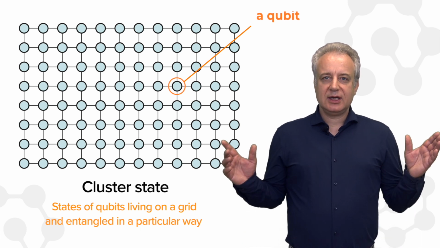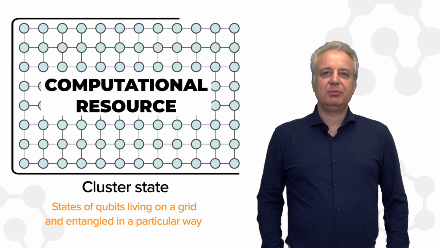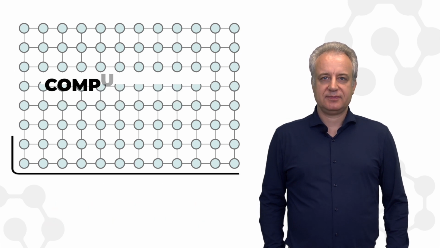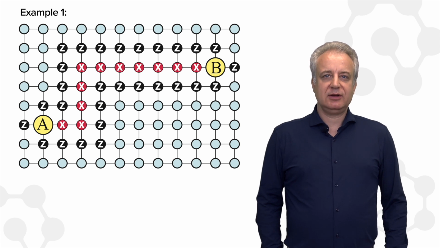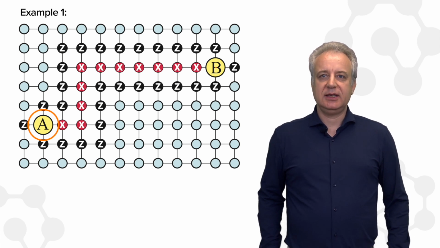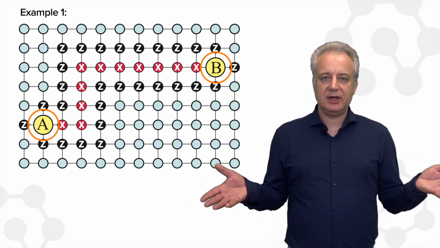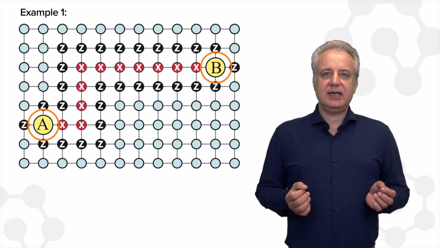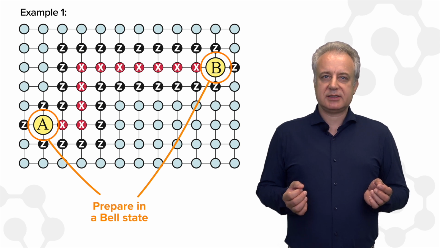But these entangled qubits, entangled in this cluster state fashion, are a computational resource, and that shows up in many ways. So let's look at the first example of this. What you see here is two particular qubits labeled A and B, and they can be very far away from one another, they can be very close to one another, doesn't matter. So suppose we want to entangle them in a maximal way. Maybe we want to put them in a Bell state.